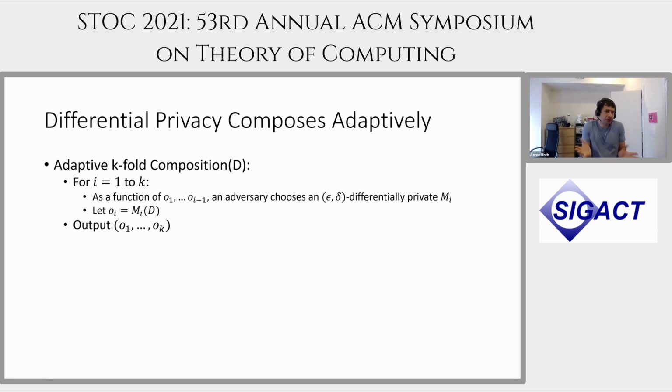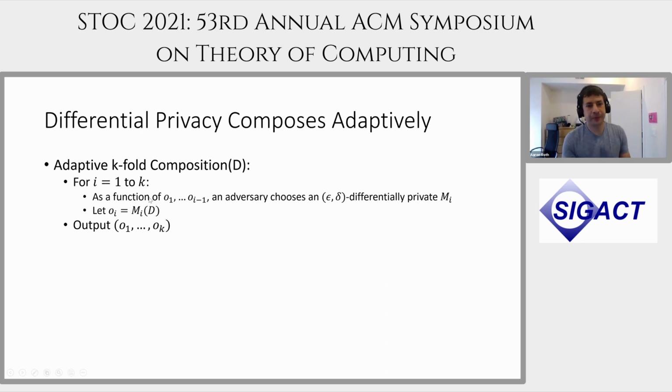Okay. So if there's one thing to know about differential privacy for this talk, it's that it composes adaptively. So here's what I mean by that. Here's an experiment called adaptive k-fold composition, where we can have an arbitrary adversary. And what they're going to do in k rounds is the following.